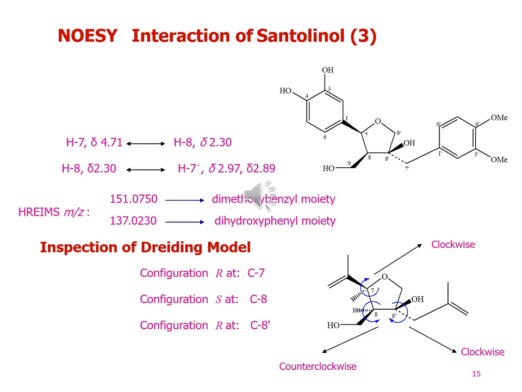The stereochemistry of the tetrahydrofuran moiety is confirmed by the inspection of a Dreiding model, which shows the configuration R at carbon 7, that is clockwise direction, and configuration S at carbon 8, that is anti-clockwise direction. Similarly, it has been proved that the configuration at carbon 8 prime is clockwise direction. So on the basis of this evidence, it has been confirmed that the structure of this molecule is a lignin.